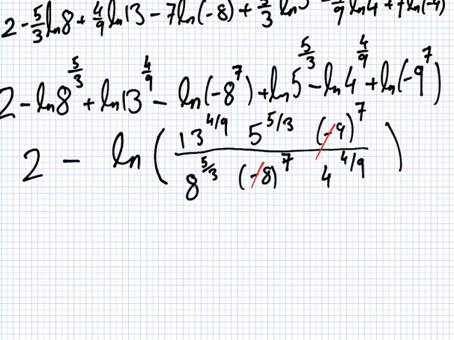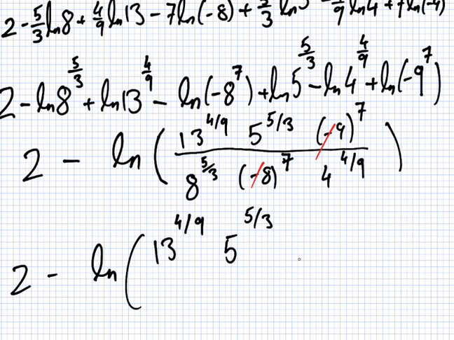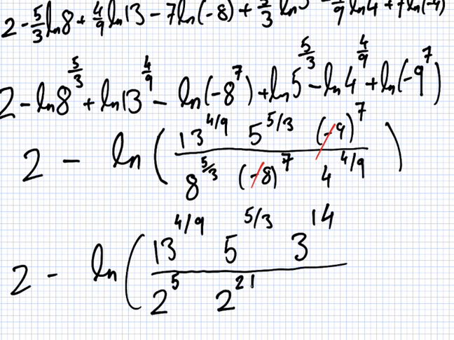And I can actually clean this 8 and 4 up as well. This 8 can be cleaned up. The 9 I can do something with. The 5 and the 13 I can't. So I have 2 minus log 13 power 4 over 9, 5 power 5 over 3. This will be 3 power 14. This will be 2 power 5. This one here is 2 power 21, and this one here is 2 power 8 over 9. So I'm using my lesson from semester 1 on powers, rules of powers now.